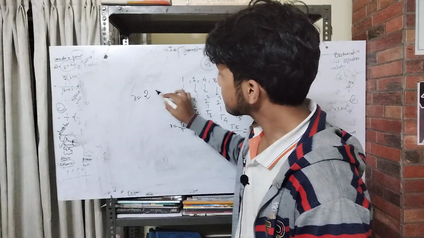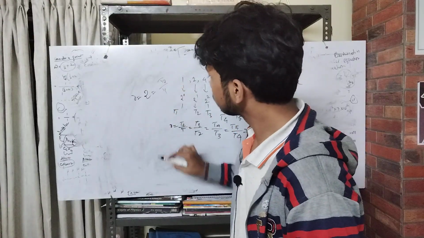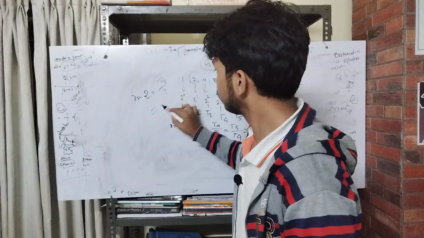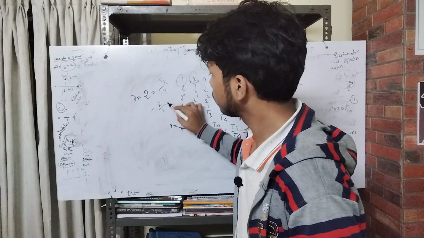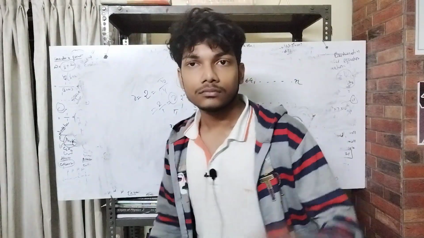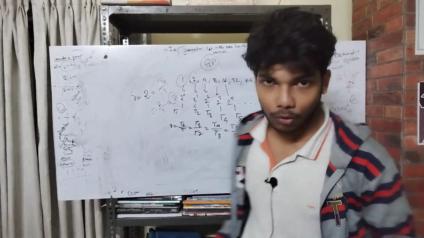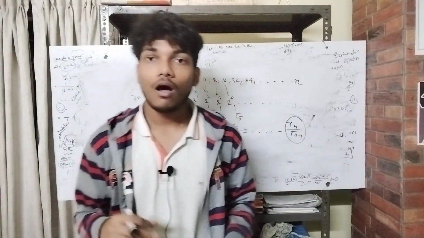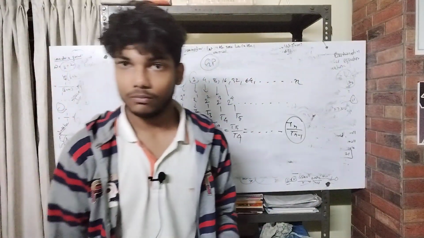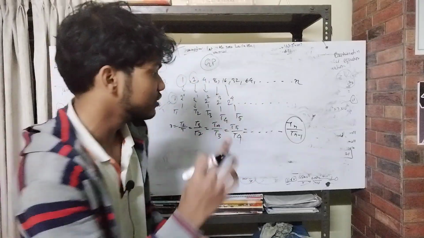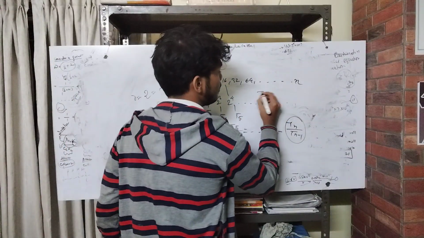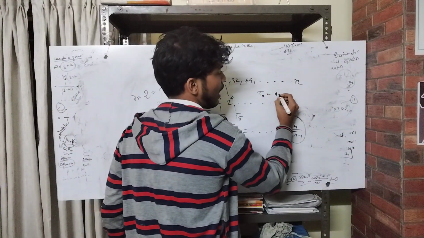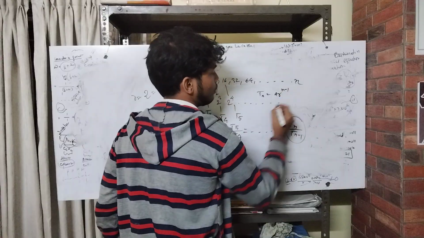How did it come? T2 by T1. So what's T2? 2. T1 is 1. It's 2. Okay. So just like AP, they will ask you to find the nth term. The nth term can be found by using the formula Tn = a r^(n-1).